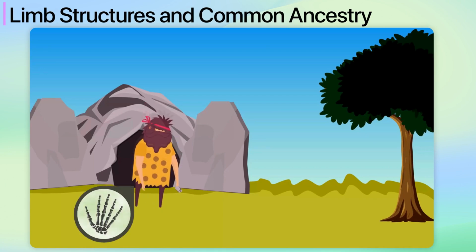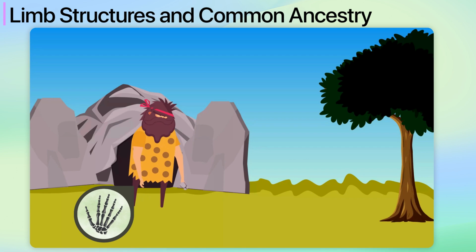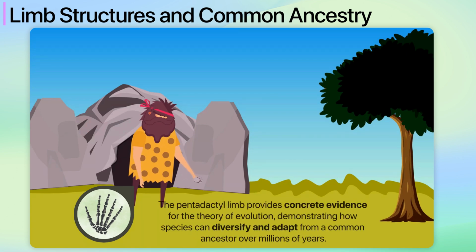Studying the pentadactyl limb helps scientists to understand how different species have evolved over time. It provides concrete evidence for the theory of evolution, demonstrating how species can diversify and adapt from a common ancestor over millions of years. When observing the various pentadactyl limbs across species, it becomes clear how natural selection and adaptation work to give rise to the diversity of life. By analysing this shared skeletal framework, scientists can piece together evolutionary lines and establish how different organisms are related, offering us a deeper understanding of the history of life on Earth.